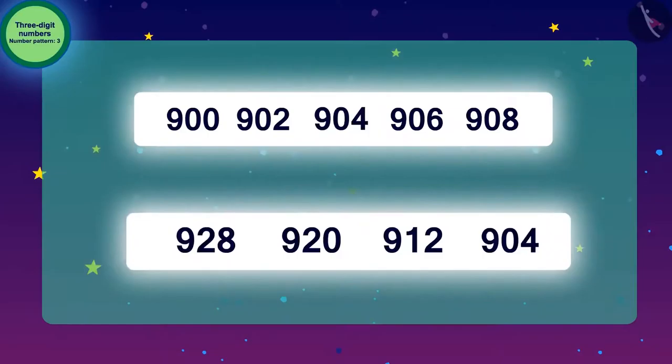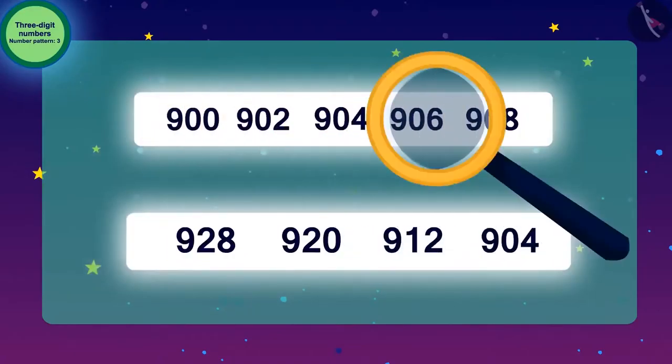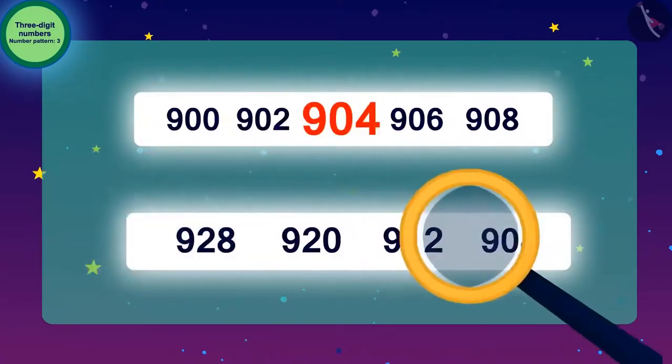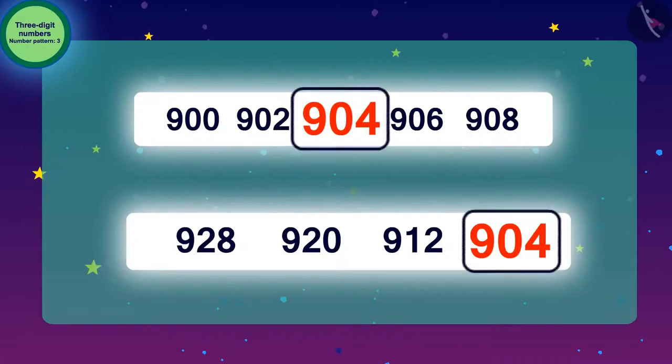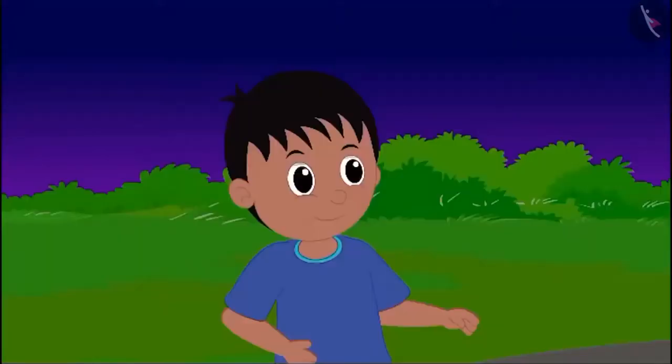Let's look at both the patterns together to find an answer to the alien's last code. Oh wow, we got the answer. 904. We can see that 904 is the number that is in both the patterns. So the answer to our code is 904.